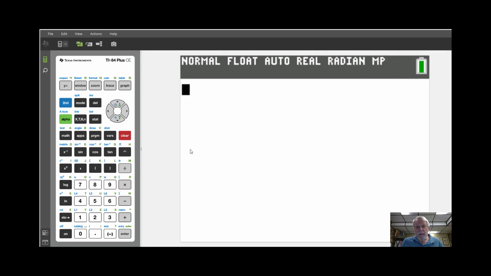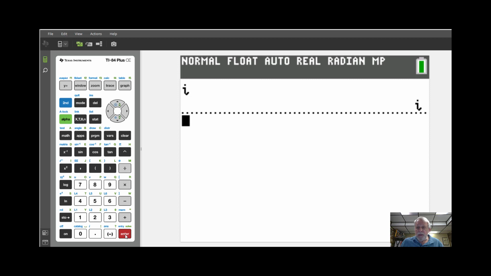All right, so first of all, let me point out that you do not have to be in A plus BI mode to do complex number computations, because there is a letter I that's above the decimal point here. Okay, so to see that, if you press second decimal point, you get the I that's not a capital I. That's just I is equal to the square root of -1.